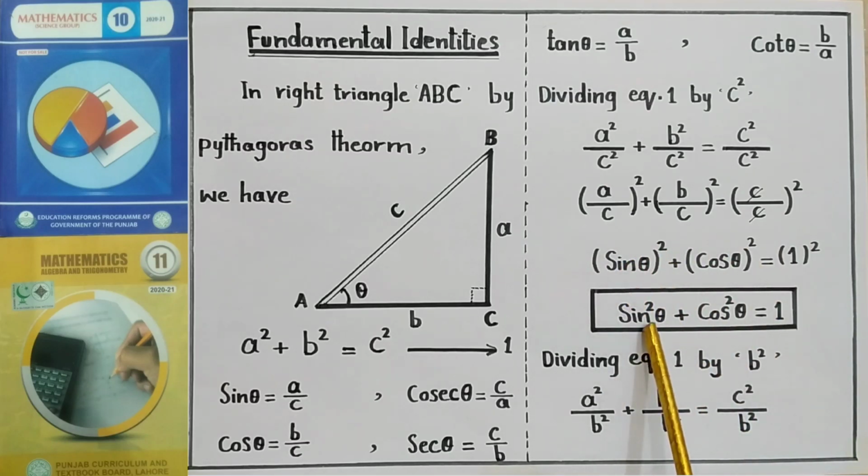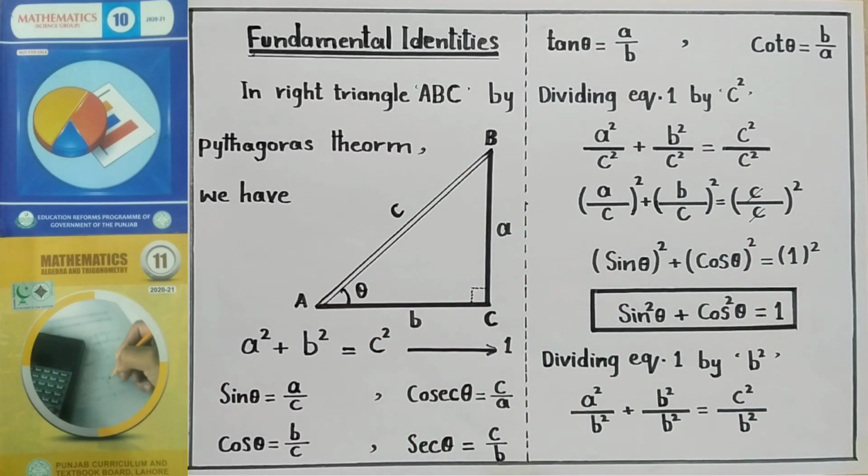It is sine square theta plus cos square theta. It is a square of the ratio, not the square of theta. So it is written as sine square theta plus cos square theta equals 1. It is the first fundamental identity derived from the formula of Pythagoras in a right angle triangle ABC.